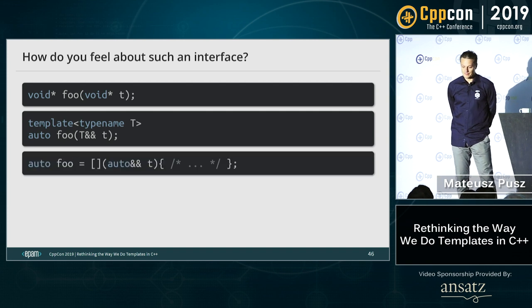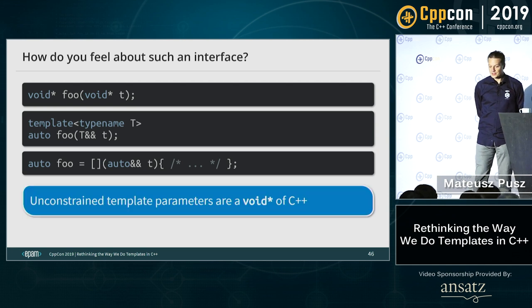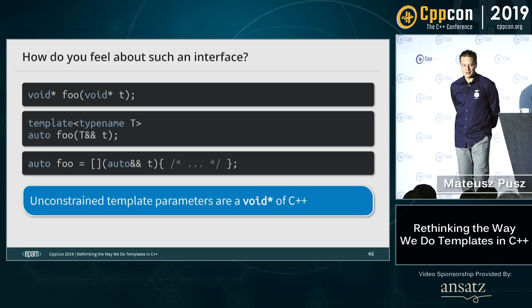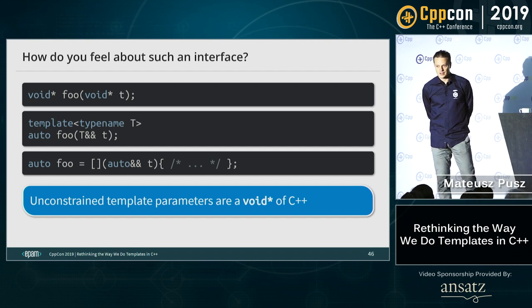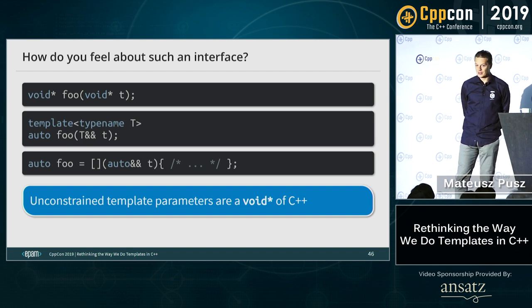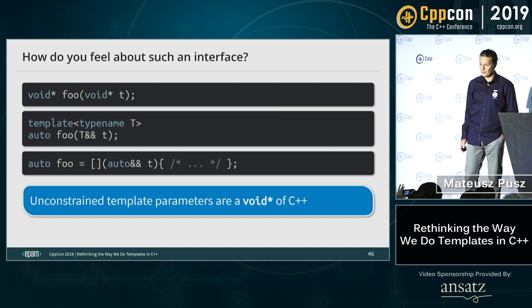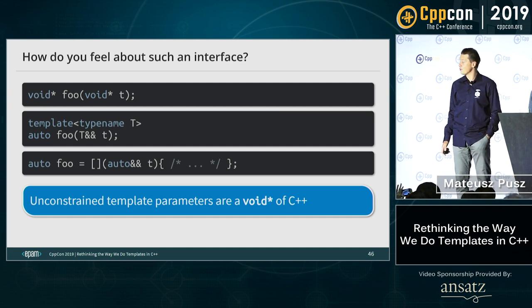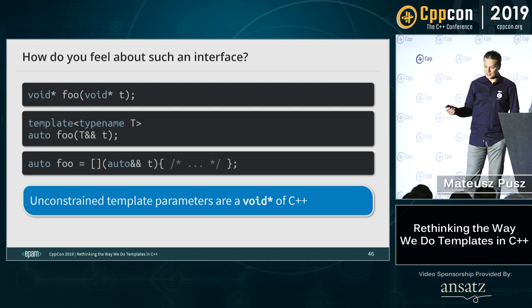Also, we have lambdas. Is it different here? I would say that an unconstrained template parameter is the void star of C++. And I think we can do better. Concepts are coming, and really this is a huge benefit for the user, for the implementation of libraries, for the interfaces. Really, it has a lot of benefits. So let's see.